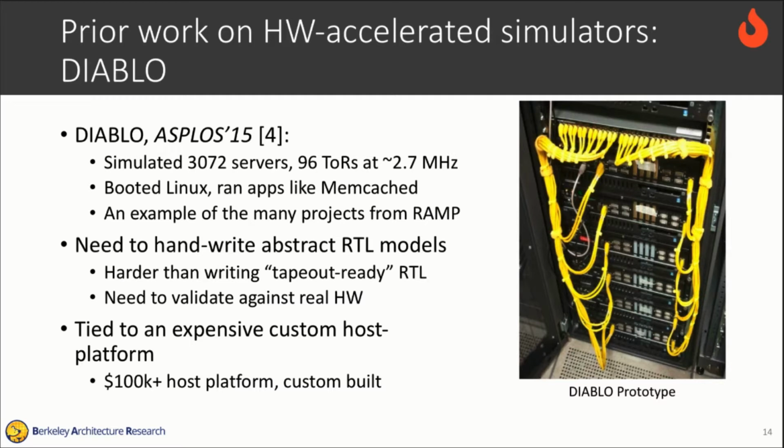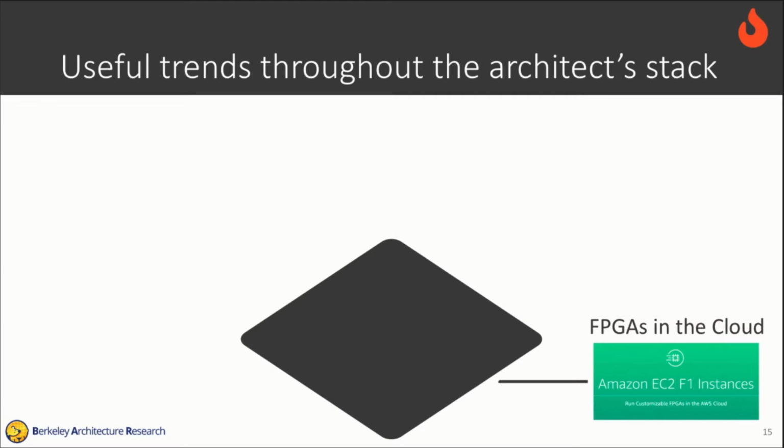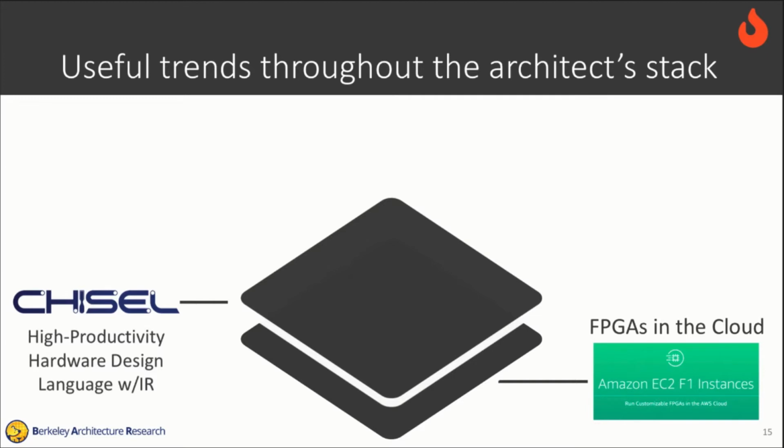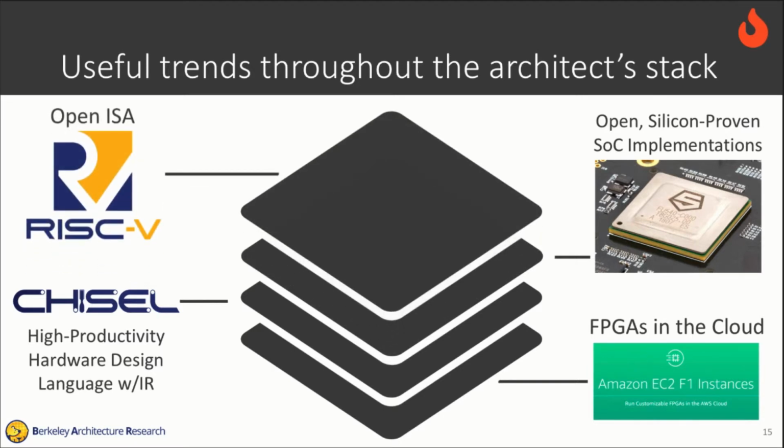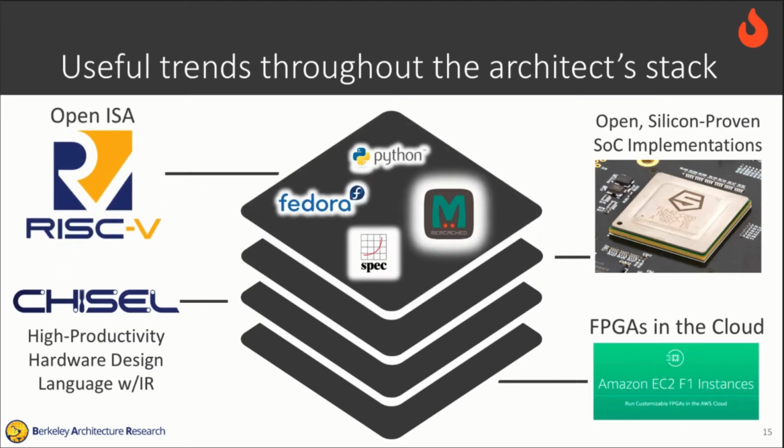So to improve on this, we can take advantage of a variety of useful trends throughout the architect stack. The first of these is going to be FPGAs in the cloud, and I'll talk about that more in a second. Then, the reason we're all here, we can take advantage of features in high productivity hardware design languages like Chisel to automate the process of building simulators. Then we need something to simulate, and there's been a huge proliferation of open silicon proven SoC implementations, and many of them implement RISC-V, which is an ISA that now has broad software support.